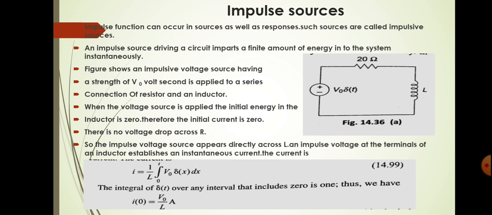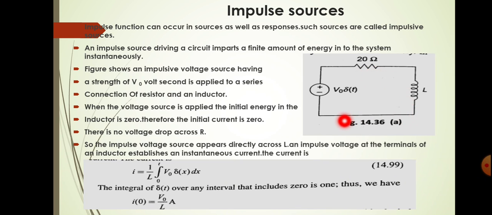Such sources are called impulsive sources. That means when the impulse function occurs in the sources, they are called impulsive sources. An impulsive source driving a circuit imparts a finite amount of energy into the system instantaneously. Here the figure shows an impulsive source, that means the source contains an impulse function delta of t. It is an impulsive voltage source with strength or amplitude V0 volt, applied to a series circuit containing a resistor R and an inductor L.